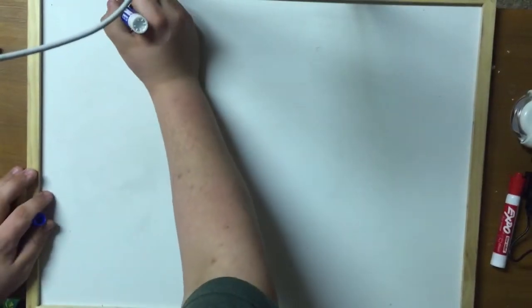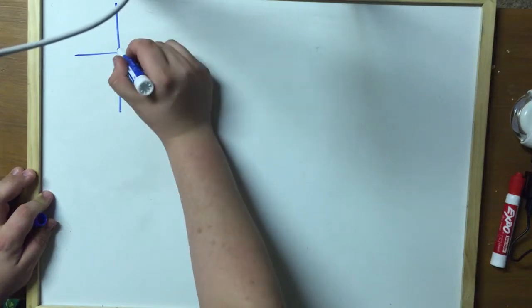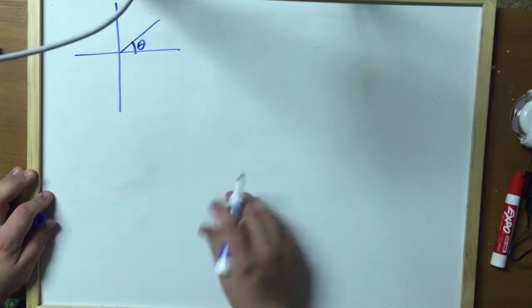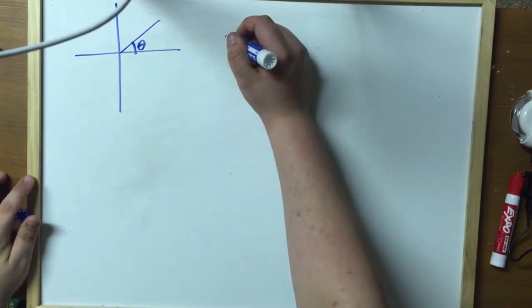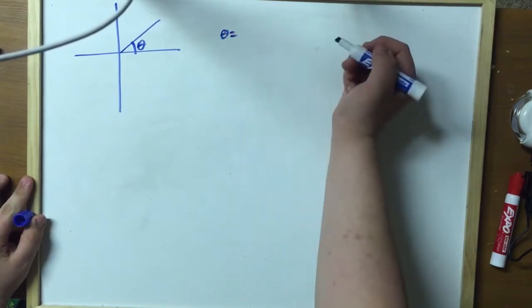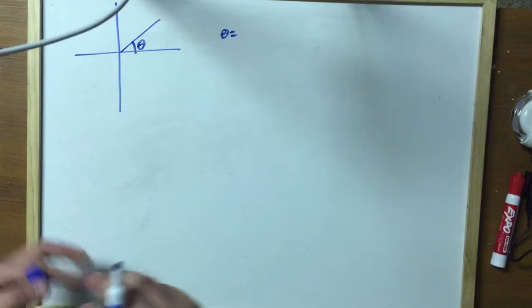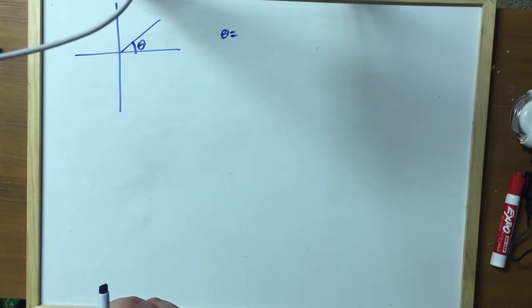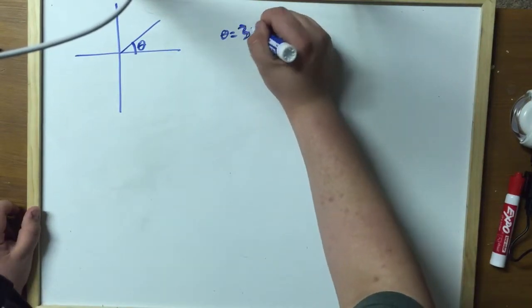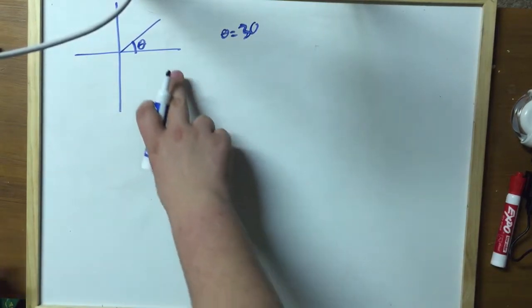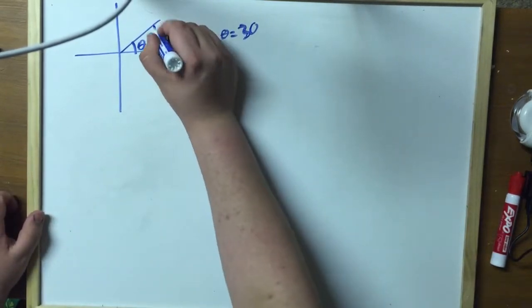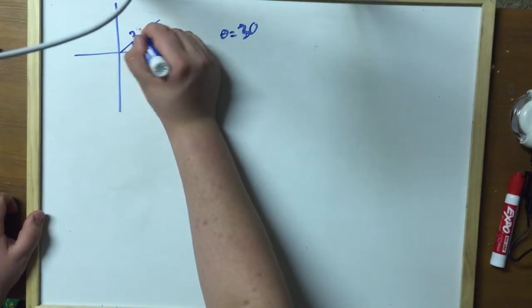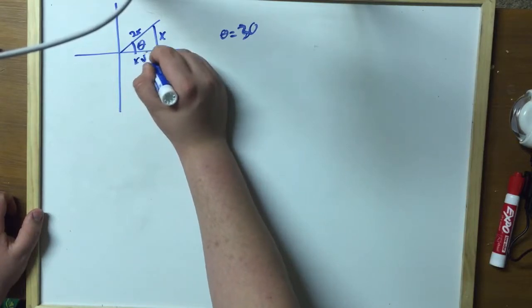I'm just going to give you an xy coordinate plane and a random angle called theta. Let's just say theta equals 30, 60, 45. Let's just go with 30. Since this is the 30-degree angle, the length across from it is x. This is 2x, and then this is going to be x square root of 3.